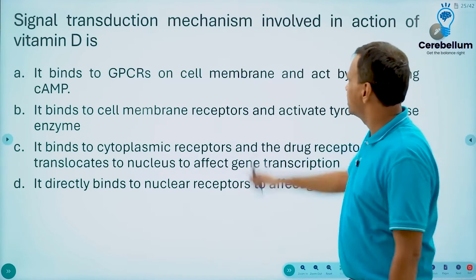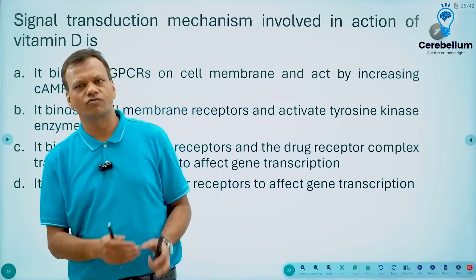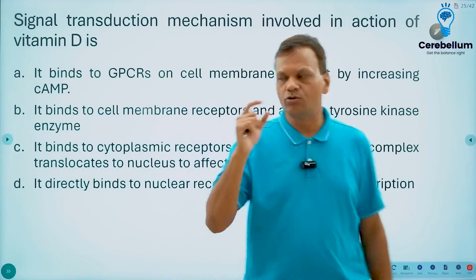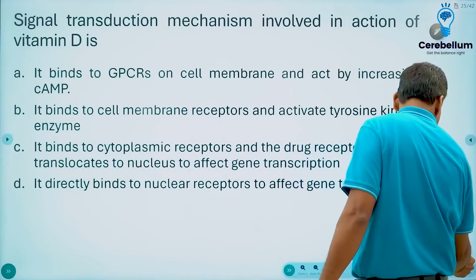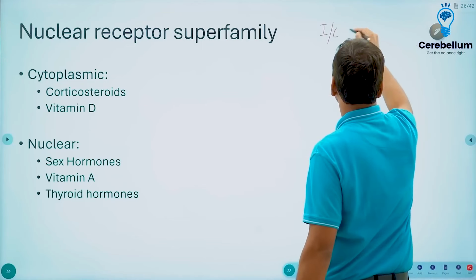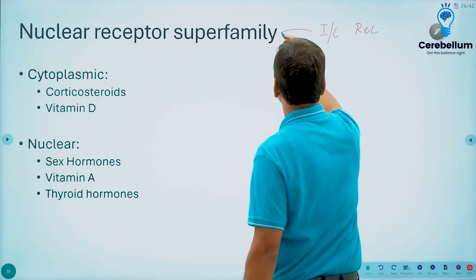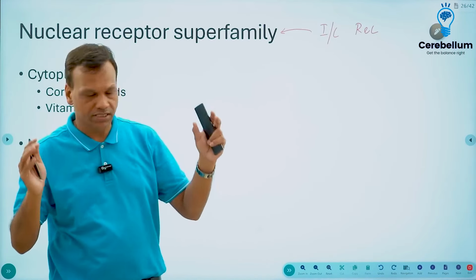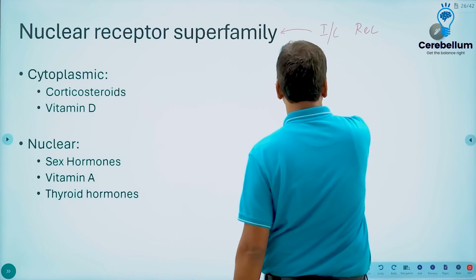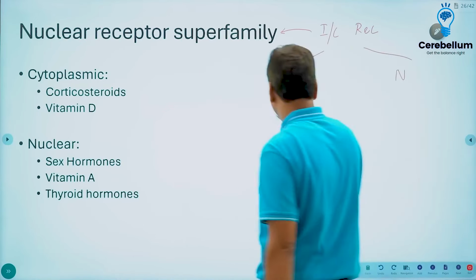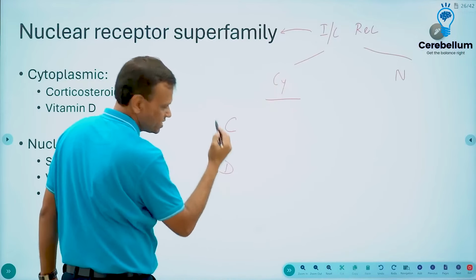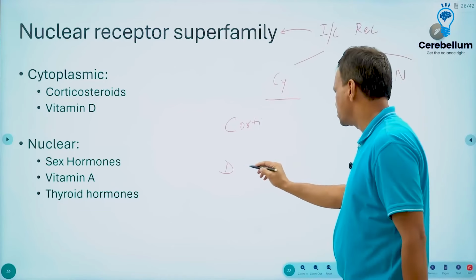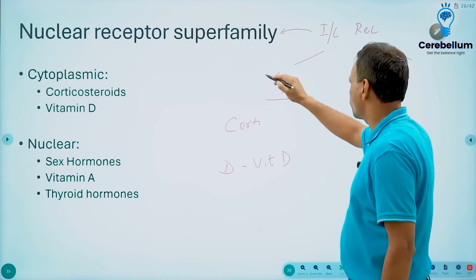The next question is the signal transduction mechanism of vitamin D. This has been a controversy for years now, so I want to clear this controversy. Intracellular receptors are also known as the nuclear receptor superfamily, because all the receptors which are inside the cells finally work through the nucleus. Intracellular receptors are divided into two types, cytoplasmic and nuclear. Cytoplasmic receptors I commonly tell are CD. C means corticosteroids, that means mineralocorticoids and glucocorticoids, whereas D means vitamin D. So vitamin D is a cytoplasmic receptor.